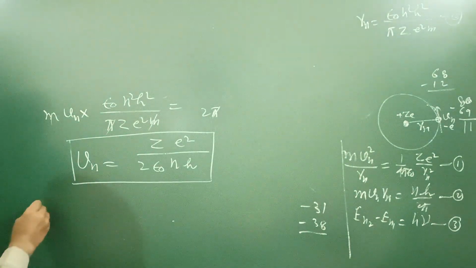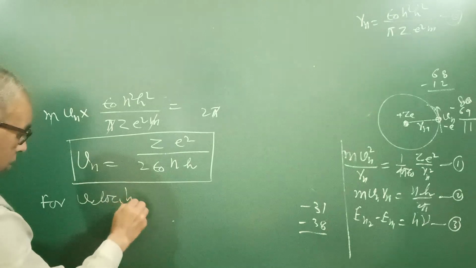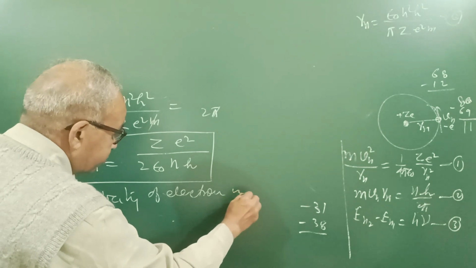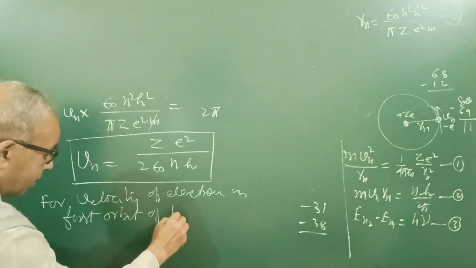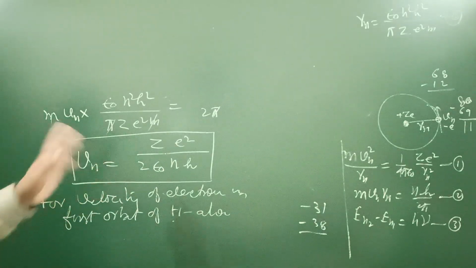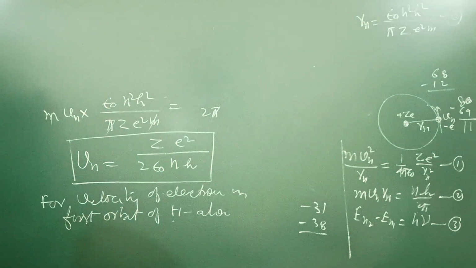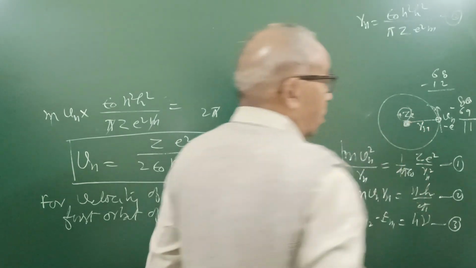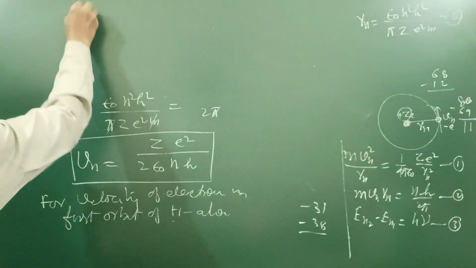So for velocity of electron in first orbit of H atom, velocity is proportional to Z. Z, what is Z? Atomic number of the element, which is equal to the number of protons present in the nucleus. This Z represents atomic number, and that gives the number of protons in the nucleus. So we get V1 equal to Z, 1.6 × 10 to the power minus 19 square.